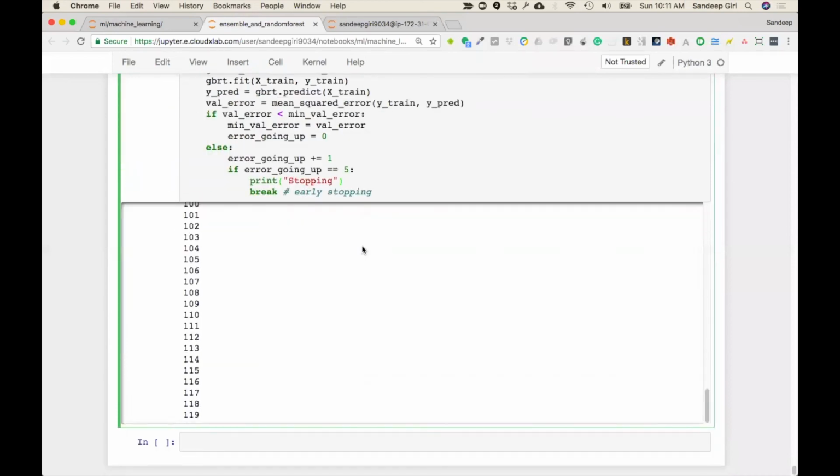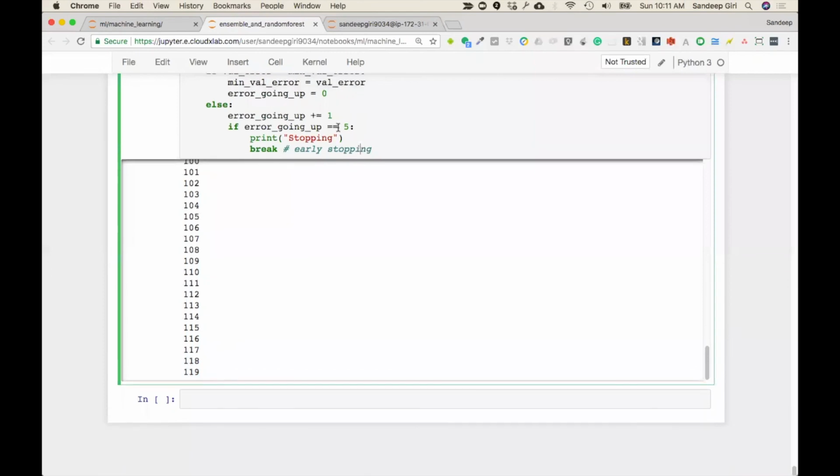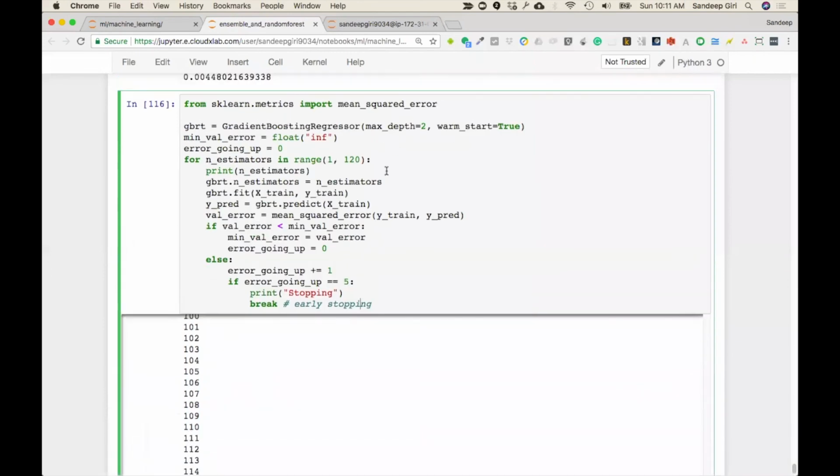So here what's happening is it has finished all 120 rounds and the error did not go up. Maybe because we are using the same data set. All right, so should I explain again? What's happening here is we defined a gradient boosting regressor. The max depth is 2 and warm start equals true. Then here we are defining a minimum validation error, which is infinite.